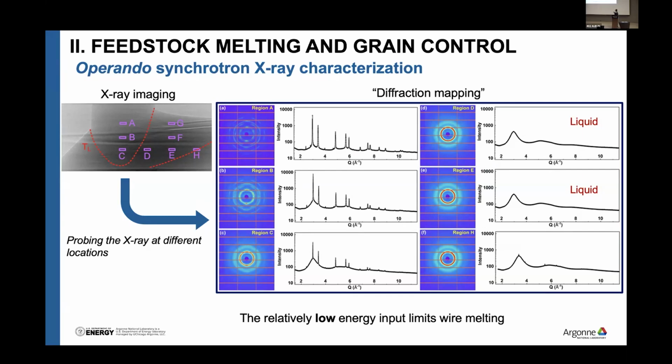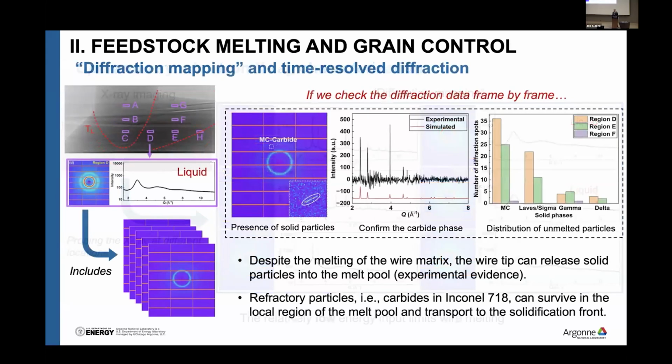And for region H, the diffraction peaks show up again. That means that the solidification starts from here, so it corresponds to the solidification front. And as I mentioned before, this region is supposed to be a fully liquid region because the diffraction peaks disappear. But actually, these patterns are summarized from thousands of individual diffraction patterns collected continuously during the measurement. So if we check the diffraction patterns frame by frame, we can occasionally see some diffraction spots corresponding to some solid particles. That means that in this region, it is not fully melted or not fully liquid.